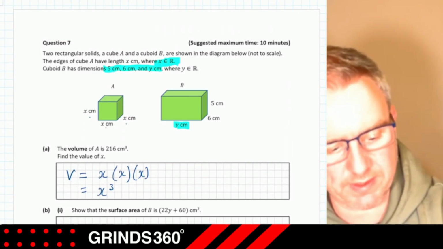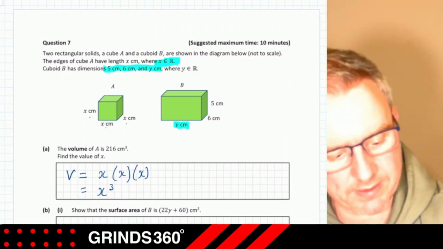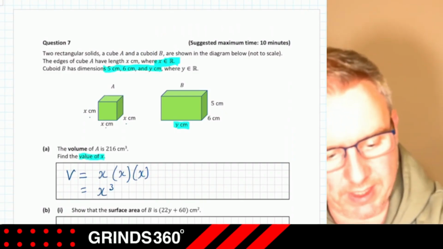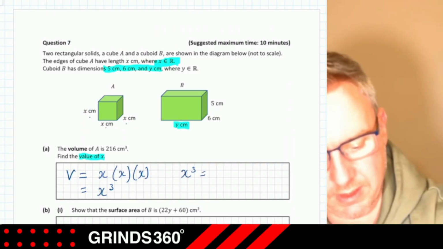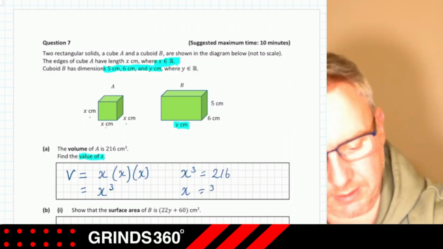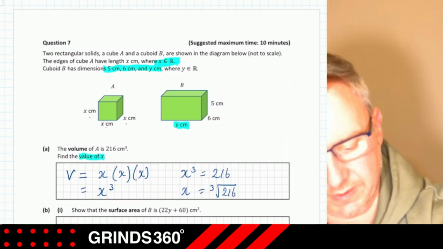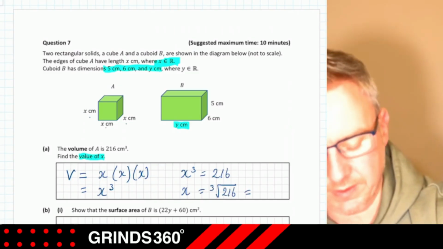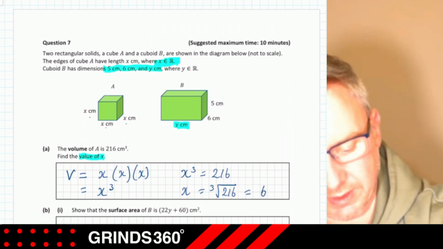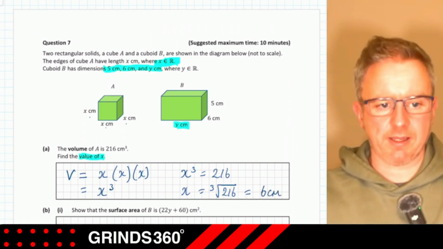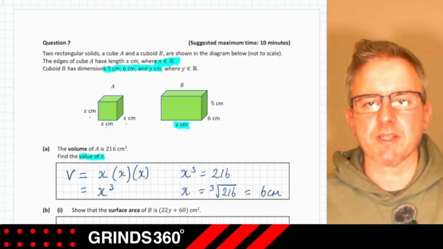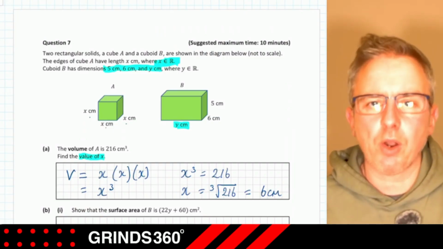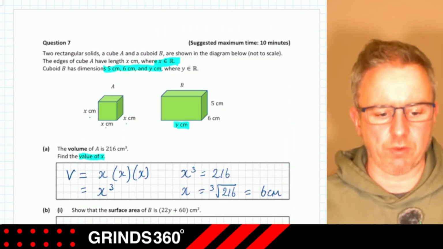They told us it's equal to 216, and look what they're asking us to find, the value of x. So we're going to say x cubed is equal to 216, and then my last step, get the cubed root of 216. On your calculator, you get the cubed root, and that is 6 centimeters. So little things like that. Make sure you know where the button is to square. Make sure you know where the square root button is. Make sure you know how to get the cubed root. All those little things that are going to make your life easier going into the exam.